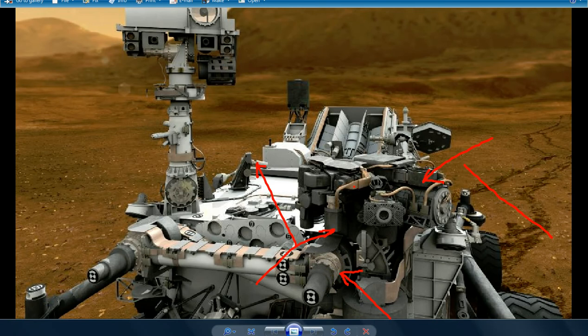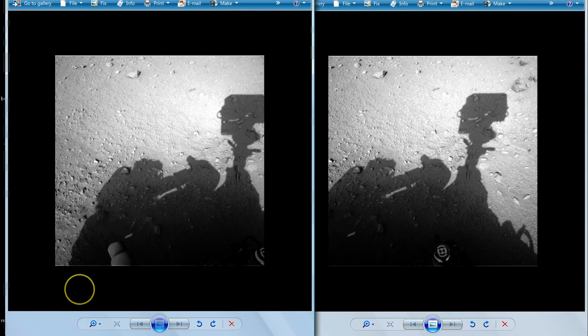Hold on, please. Okay, I'm getting a little more in the way of cooperation. Now, so, to recap, the sun's angle is approximately like this, as witnessed by what we've seen here. Rover's angle is like that.